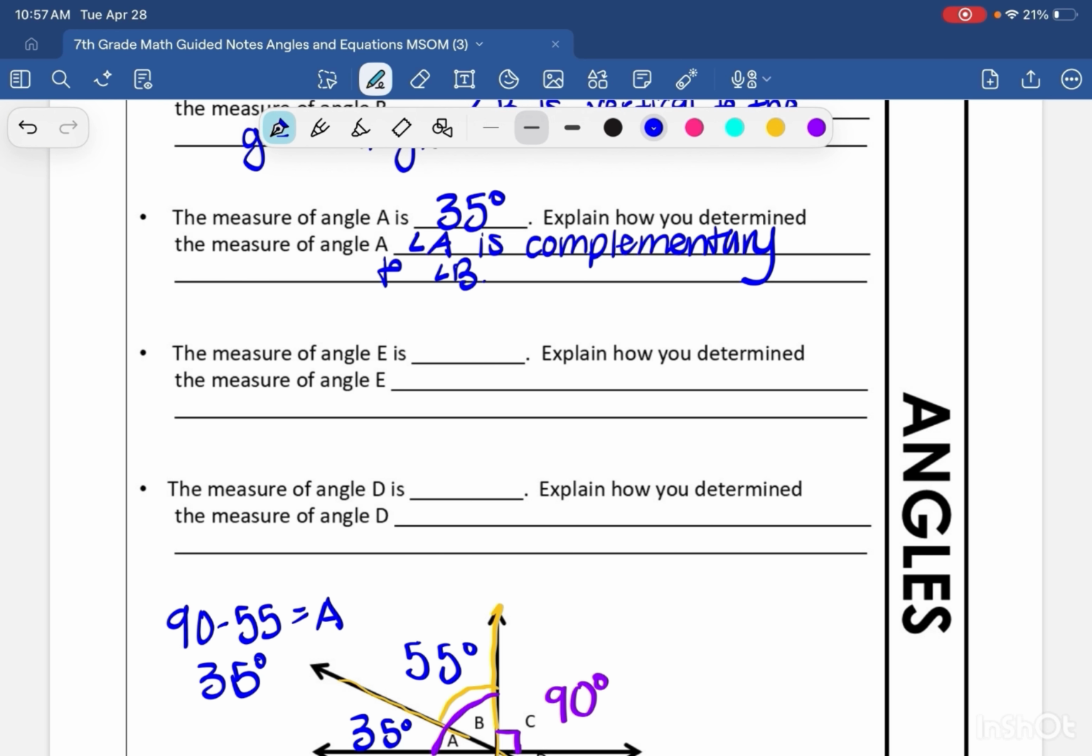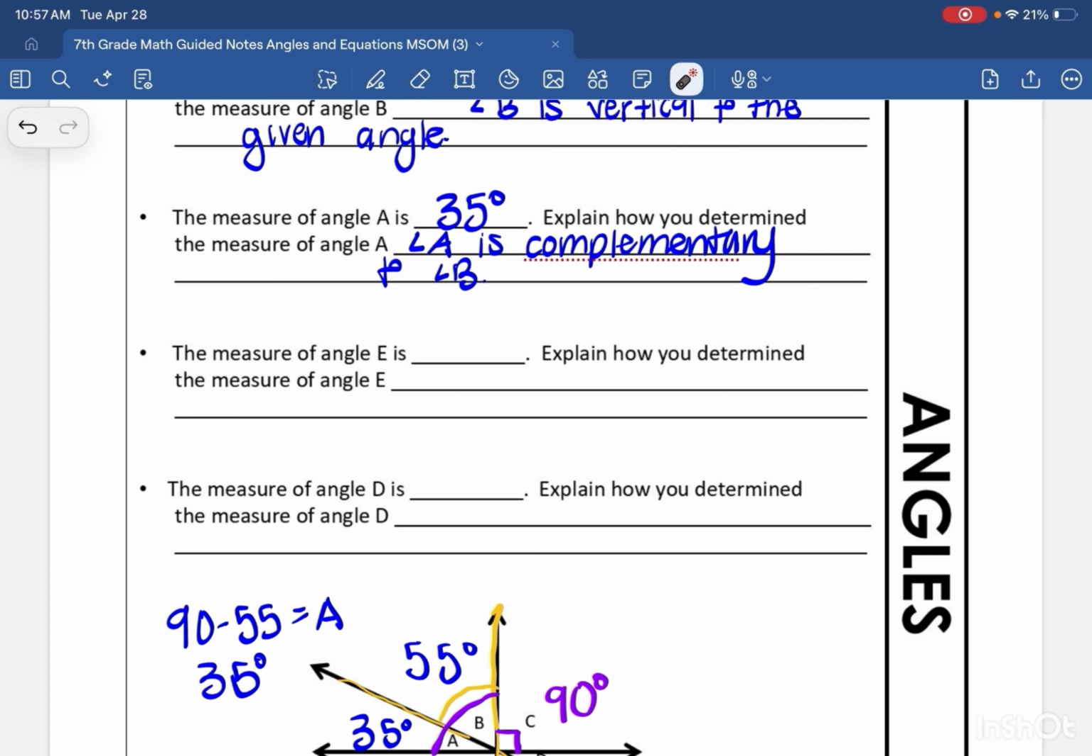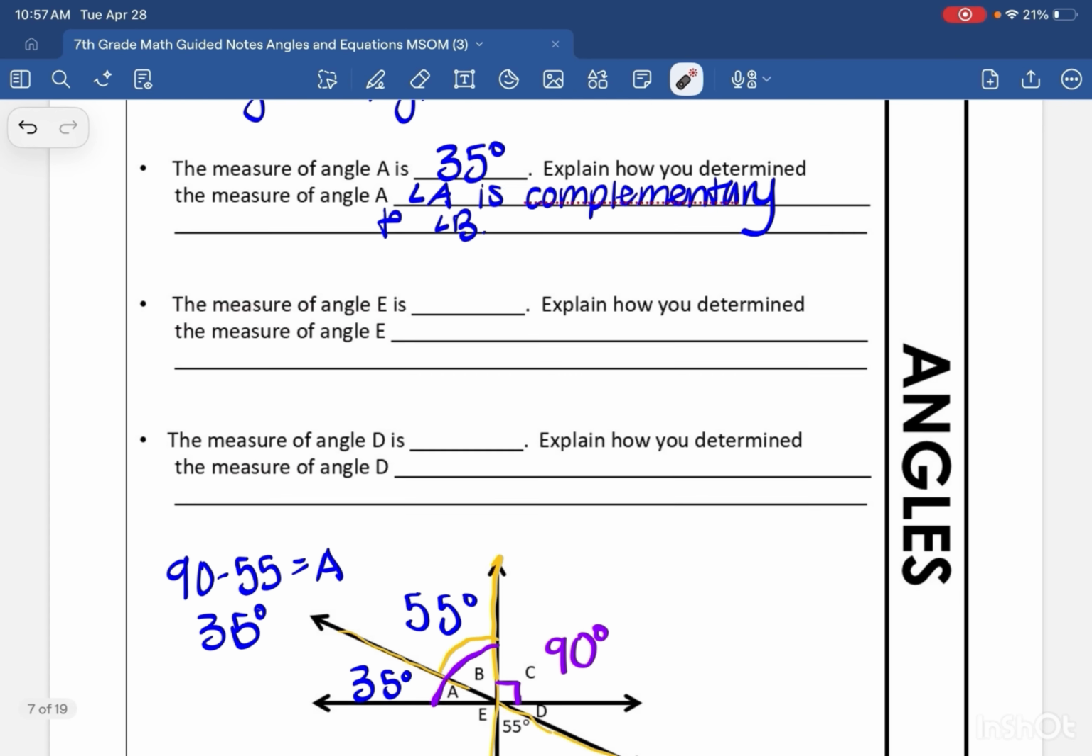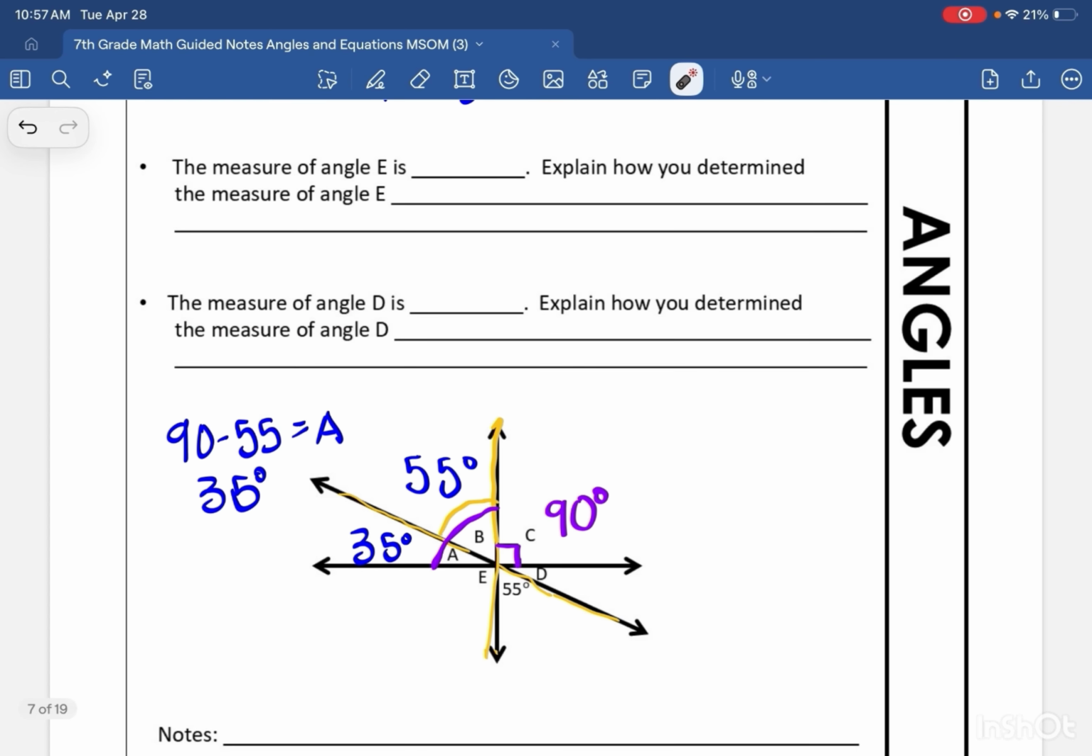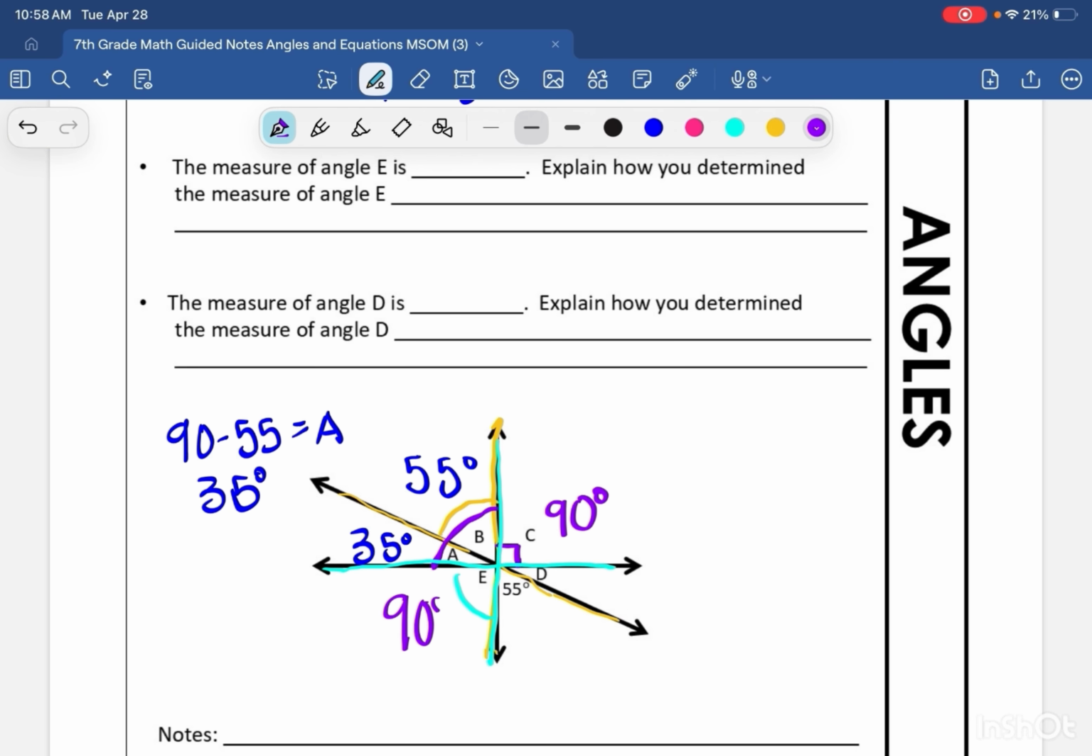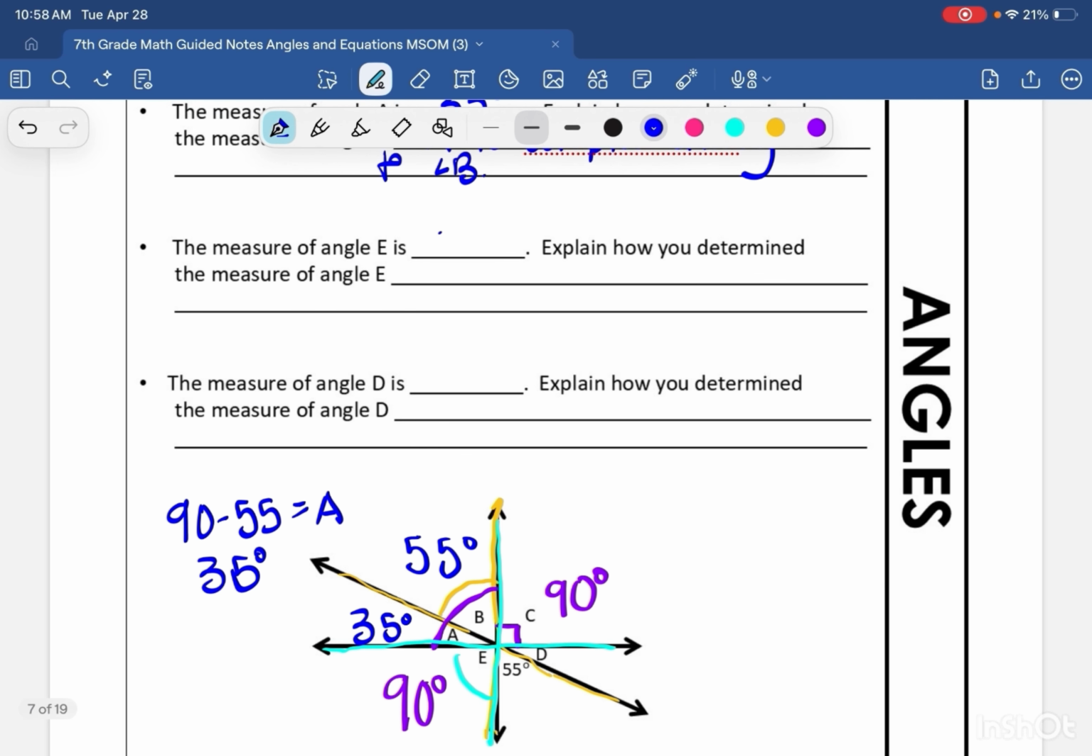Okay. Now the next question asks for the measure of angle E. Let's go look at E. So, vertical angles right here. I know angle C is 90, because it tells me that's a right angle. So angle C and angle E are vertical, which means if C is 90, then E is also 90 degrees. So the measure of angle E is 90 degrees.